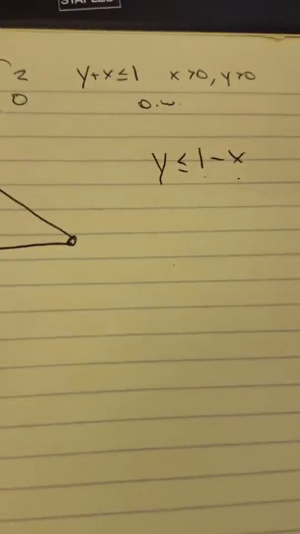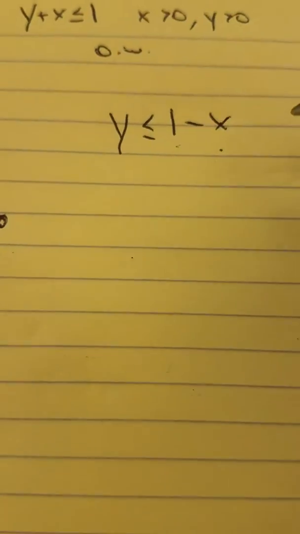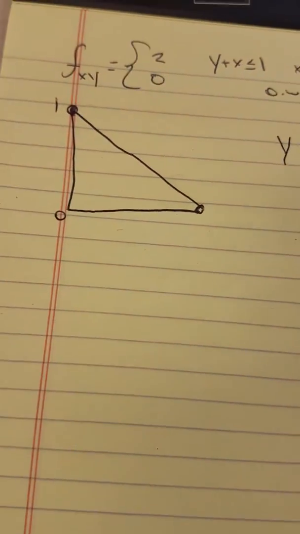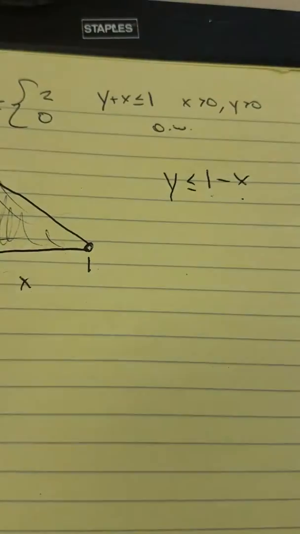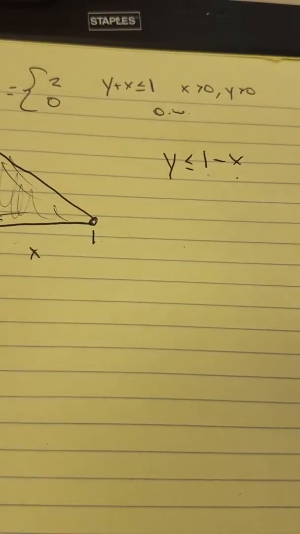And then we know y is less than that line. So if y is less than that line, this is the area we're integrating over. Drawing this picture is a little important because we know these are x's and these are y's, and we'll go over why this is important.